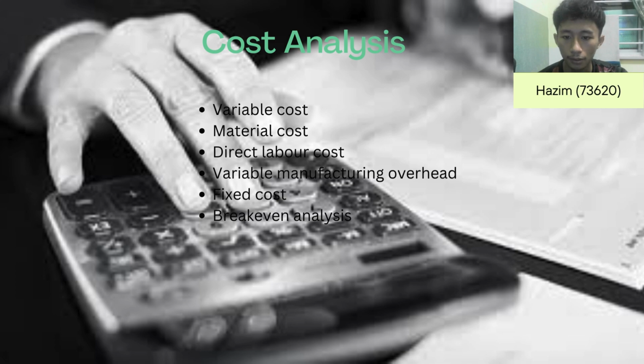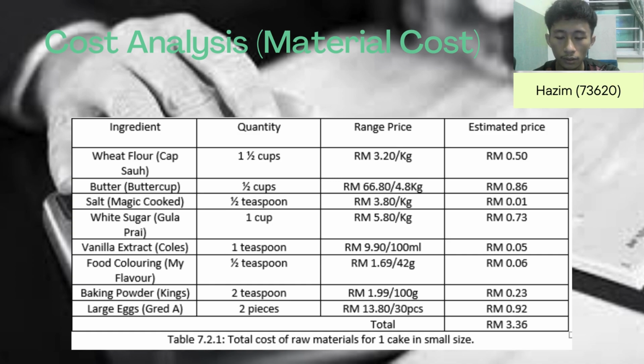For the cost analysis part, I've divided it into six parts, which are variable costs, material costs, direct labor costs, variable manufacturing overhead, fixed costs, and break-even analysis. So below is the material cost for our factory. The ingredients consist of wheat flour, butter, salt, white sugar, vanilla extract, food coloring, baking powder, and also large eggs. So the total estimated price for all our ingredients is 3 ringgit 36 cent.